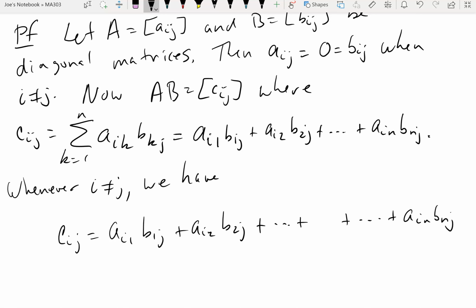What do I know about the A's in particular? Okay, they're 0 except for which one? A sub ii. Yeah, they're all 0 except for a sub ii, right? Somewhere between 1 and n, we hit i, correct? So that's why I left this gap in the middle. Somewhere in between, there's an a sub ii, b sub ij. No matter what i and j are, somewhere in the middle between 1 and n, I have to hit a sub ii, correct?